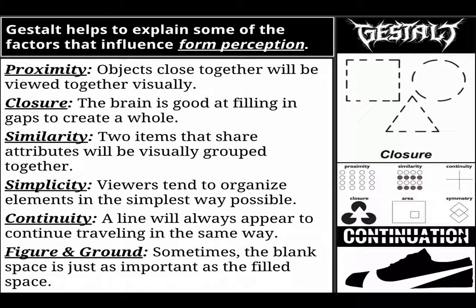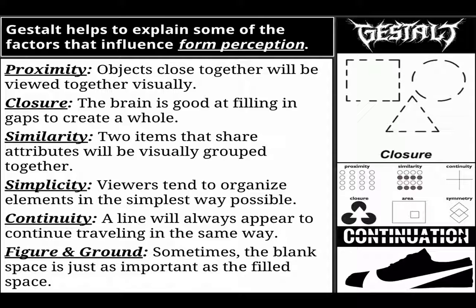Closure, the brain, this is top-down processing. The brain is good at filling in gaps to create a whole. So this is not like 9 or whatever, probably closer to 12 or 15 random lines. This is a square because I know what a square looks like. My brain can fill in the blanks, right? Top-down processing.